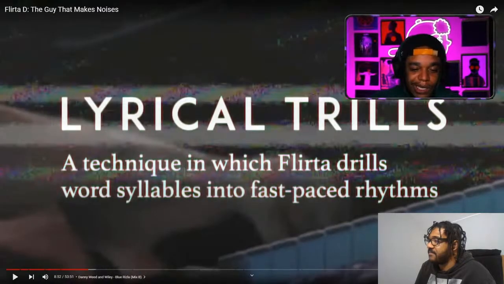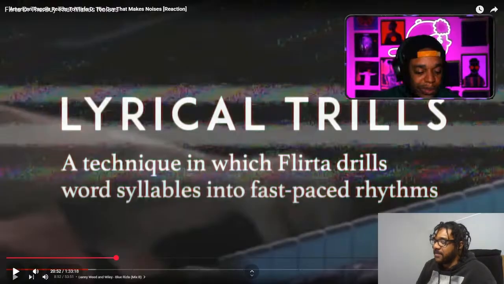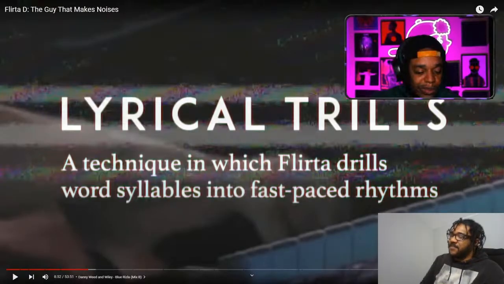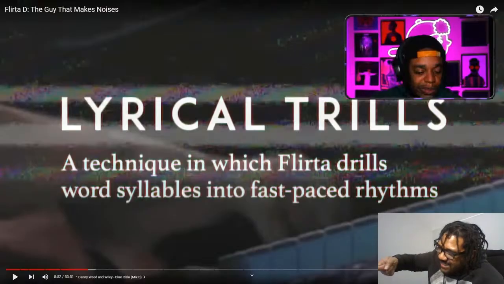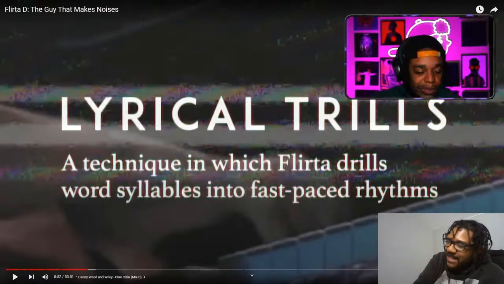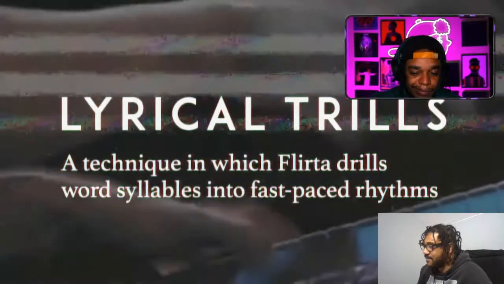Lyrical trills, a technique in which Flirta drills word syllables into fast-paced rhythms. Maybe he meant to say trills instead of drills. See, I've seen this video so many times, but one thing I want to say is, my man drills words together like it's nothing. Like he's literally got a drill in his hand. It's mad. Is the D by the T? Maybe. He might have messed up.